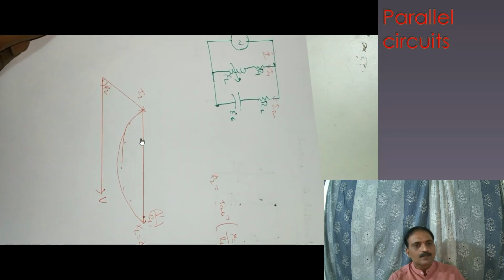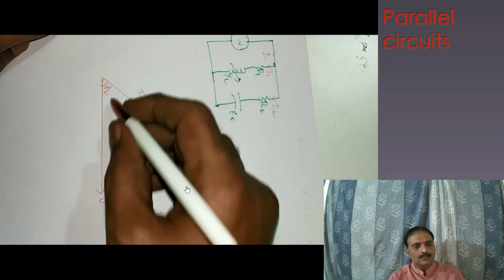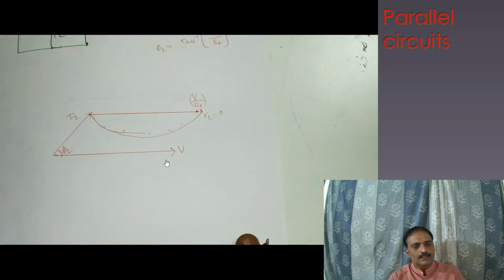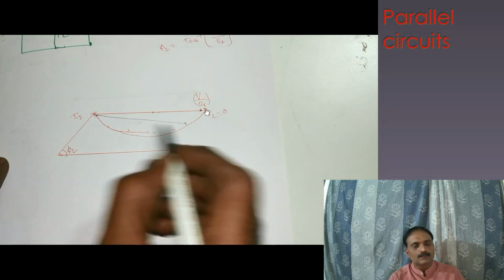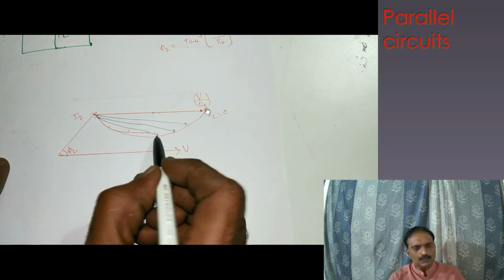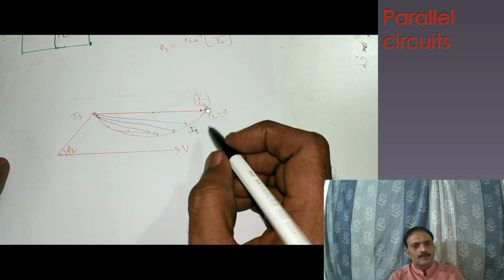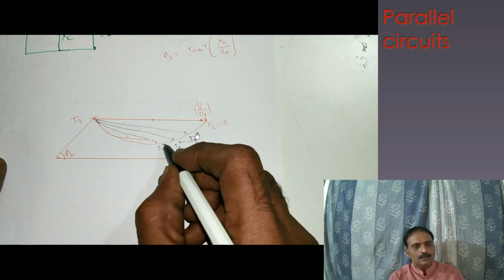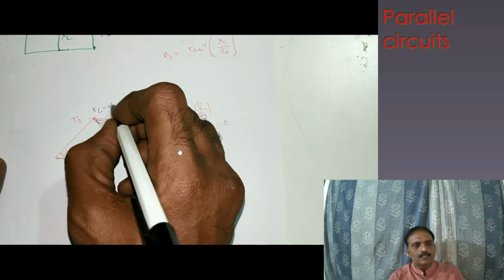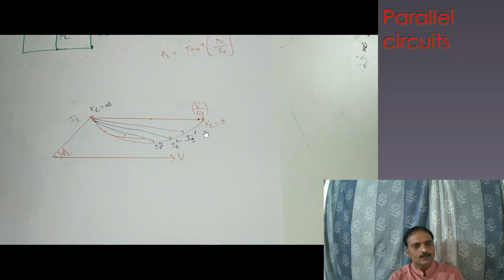So if voltage is taken in this direction, the diagram also is going to be reversed. This is the locus of the total current. So this is the I2 variation with respect to the inductive reactance. This point is XL is equal to 0, and this point corresponds to XL is equal to infinite.